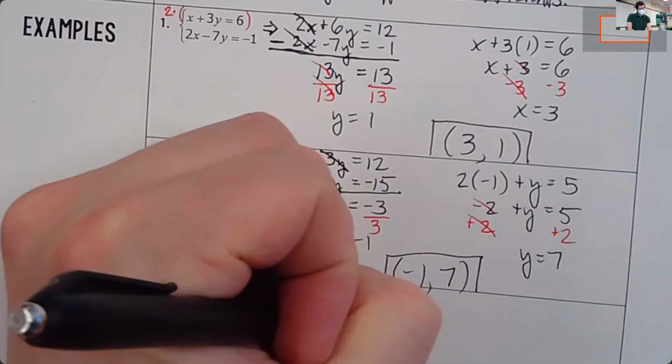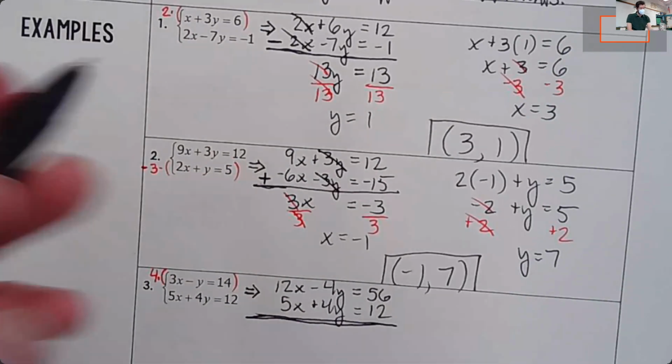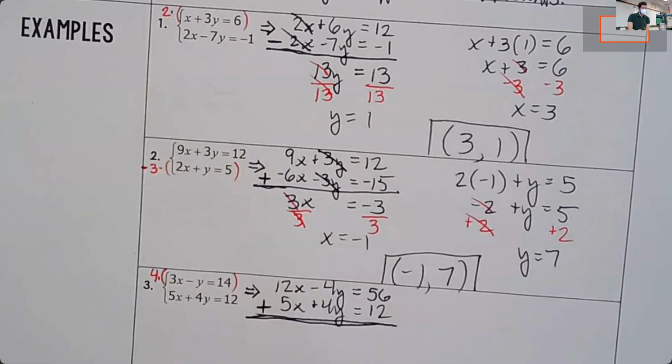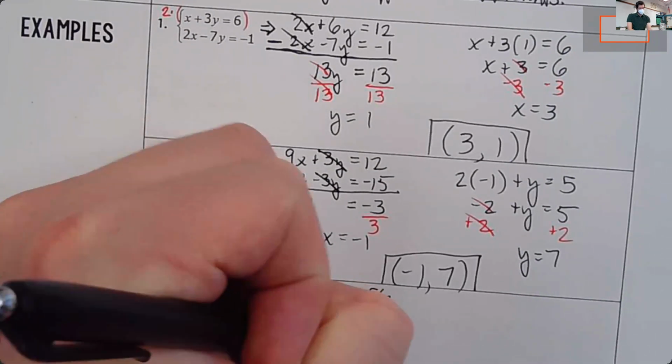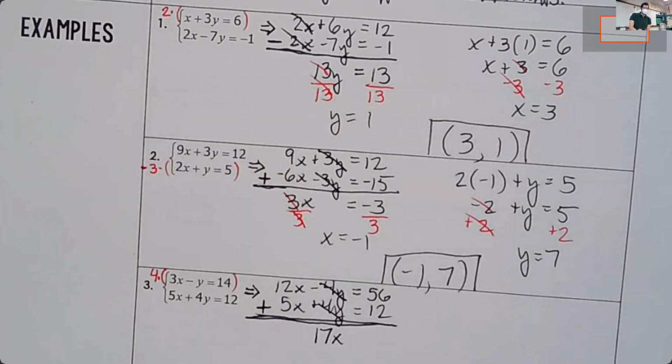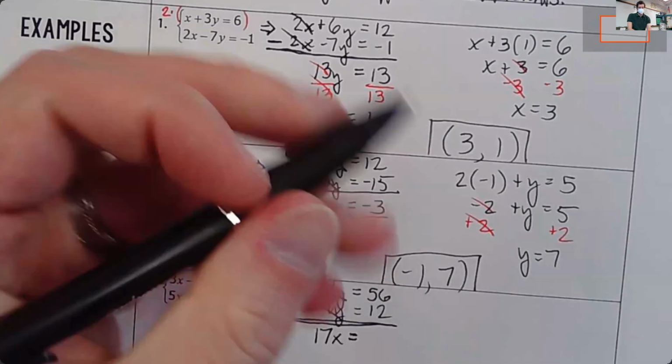So everything's lined up. We've got opposite values in front of the y variables, and when the values are opposites of each other, we're going to add the two equations together. So 12x plus 5x, that's 17x. And then the -4y and the +4y cancel each other out. So there's no more y variable here. And then 56 plus 12 equals 68.